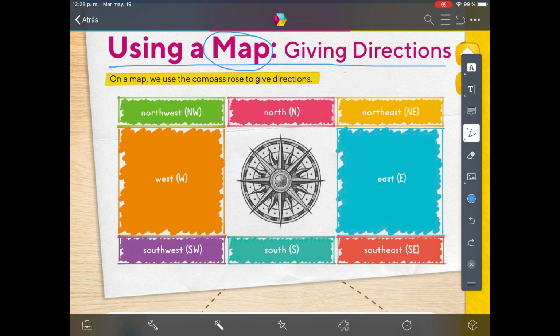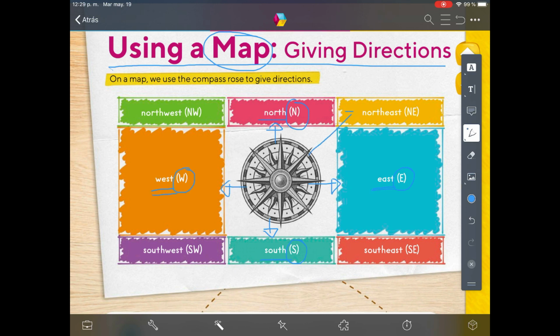Now, we need to identify with the help of a compass rose the different directions so you can locate places in a map. The compass rose shows up, the north. Can you see it? It is up. Then there's a capital N that stands for north. Down there is the south and the letter S, which stands for south. To the right we have the east and letter E, capital E. To the left there is west and capital W, which stands for west.